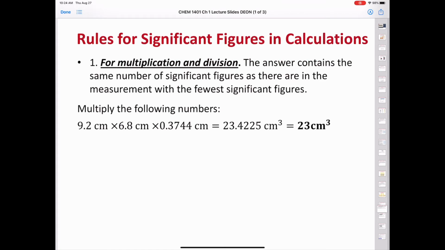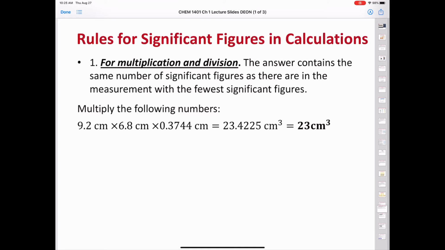The rules that we use for significant figures in calculations are as such. For multiplication and division, the answer will contain the same number of significant figures as there are in the measurement with the fewest significant figures. So if we had to multiply all of these numbers, 9.2 centimeters by 6.8 centimeters by 0.3744 centimeters, it's pretty easy to punch that into your calculator and you get this big number, 23.4255 centimeters cubed. Well, you can see that the answer that's in bold here says only 23 centimeters cubed.